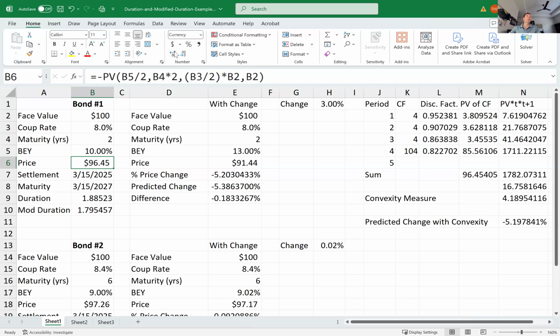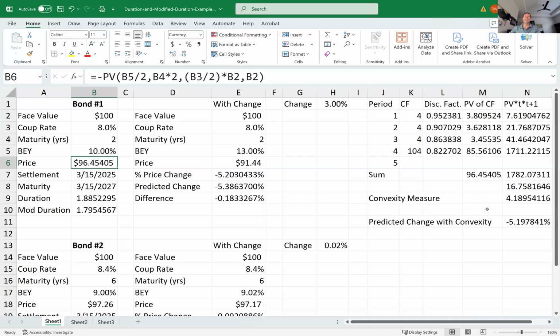96.45. And if we took this out more decimal places, you'd see the exact same thing as we've got over there. So good news, that's exactly what we would expect to see there.